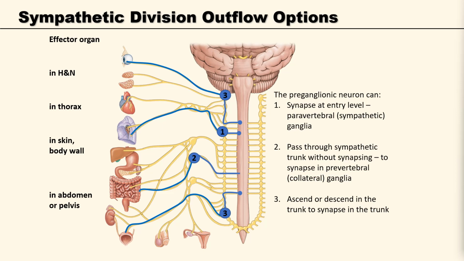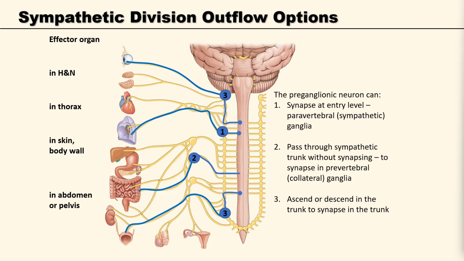For an alternative route, look at number 2. Here, the preganglionic nerve leaves the spinal cord and enters the sympathetic chain, but it does not synapse here. Instead, the axon travels straight through. The preganglionic axon continues until it reaches something called a collateral ganglion, where it synapses the postganglionic neuron before being directed to the appropriate organ. We see this a lot with the gut structures.